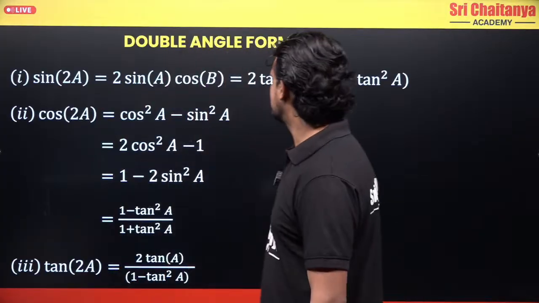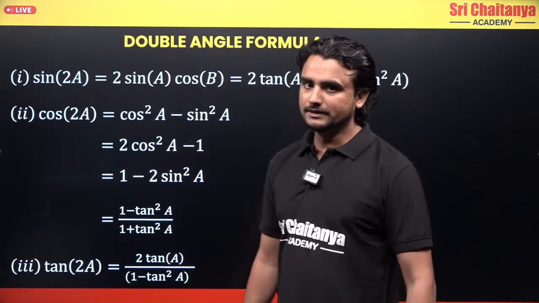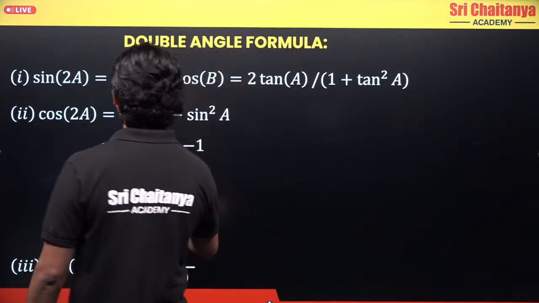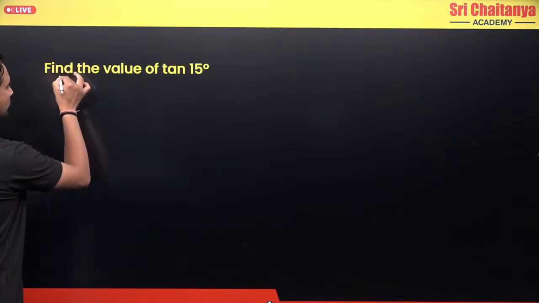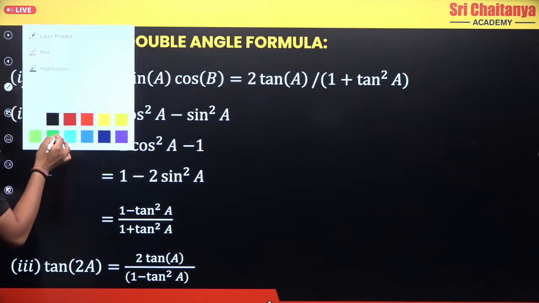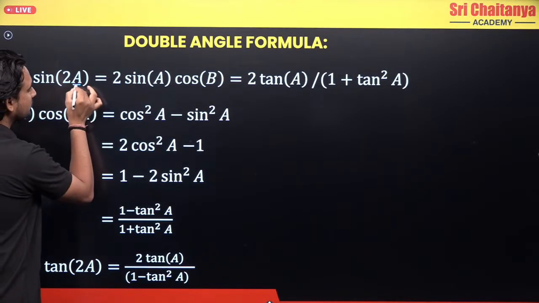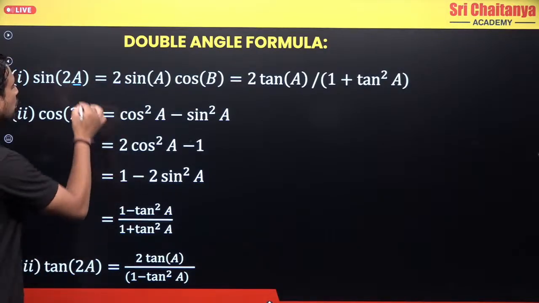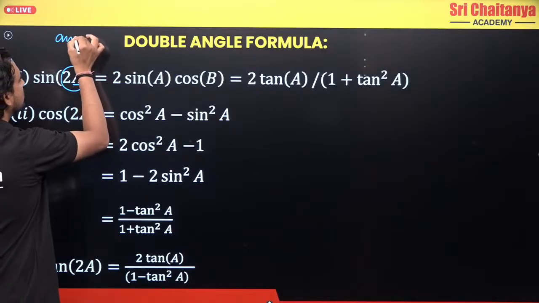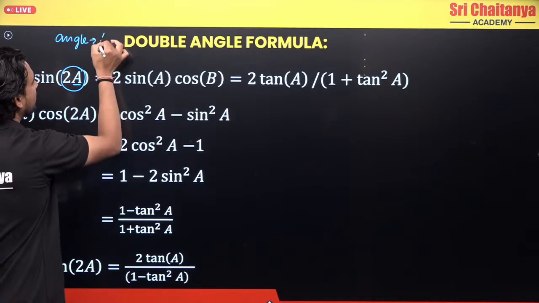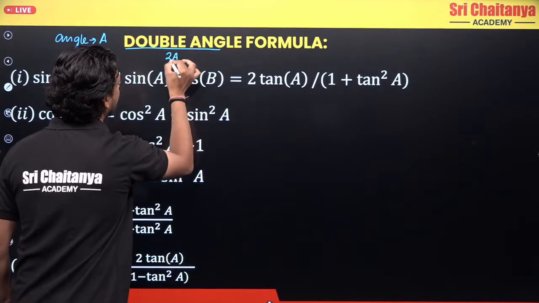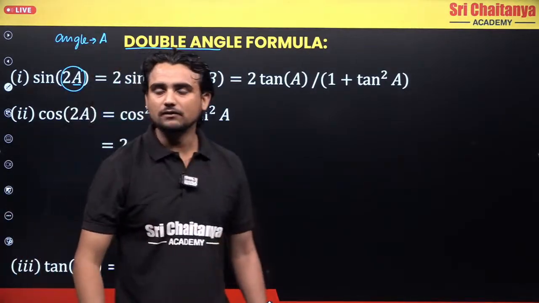First of all, let's start with the double angle formula. So what is the double angle formula? Here we have written 2A. What is 2A? 2A is double of the angle. If you look very closely, the angle here is A, and 2A means double of the angle. So the angle is A and the double angle is 2A. That is why it is known as the double angle formula.